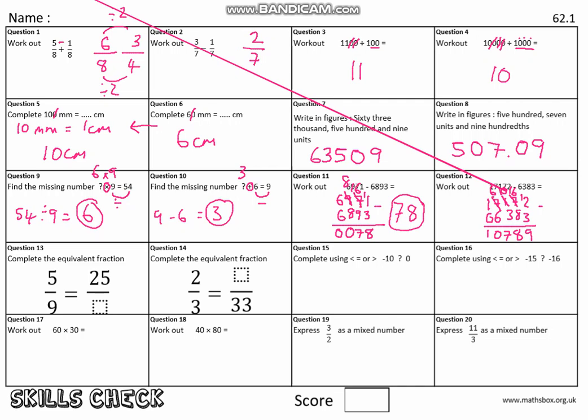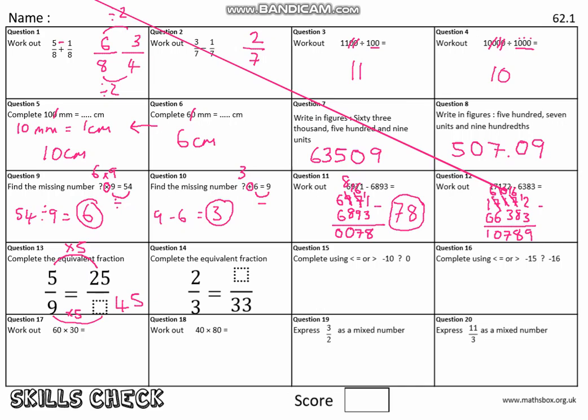Okay, so question 13 says complete the equivalent fraction. 5 over 9 equals 25 over something. So I've got to figure out, how do we get from 5 to 25? What do we times 5 by to get to there? Well, we times it by 5. Now, once I've figured out that, I can just do the same to the bottom. So because 5 times 5 is 25, 9 times 5 is 45. So that's our answer. Equivalent just means the same. So 5 over 9 is the same as 25 over 45.